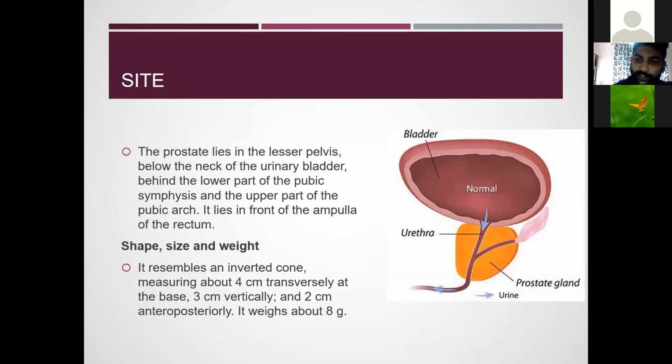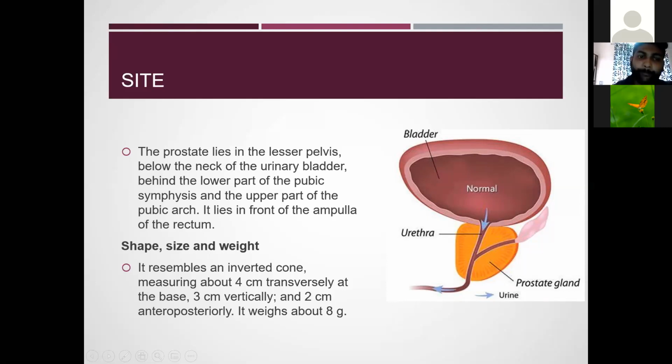So the site of the prostate. The prostate lies in the lesser pelvis below the neck of the urinary bladder. You can see this is the neck of the urinary bladder, and the base of the prostate lies below it.